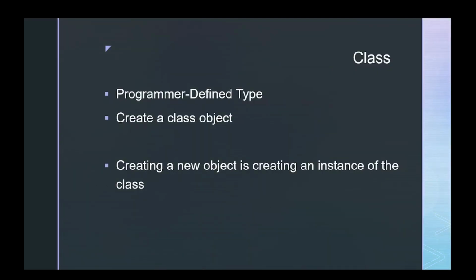A class is nothing more than a programmer-defined data type. We will create a class object based on the class definition. When we create that new object, we are said to create an instance of a class.